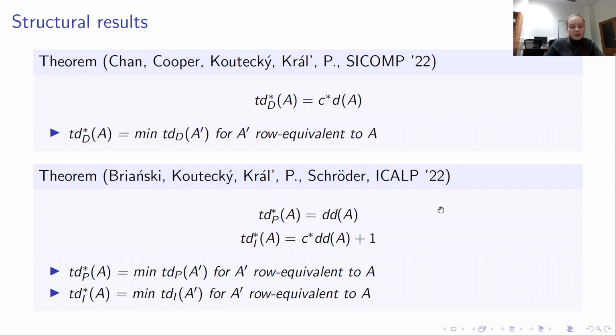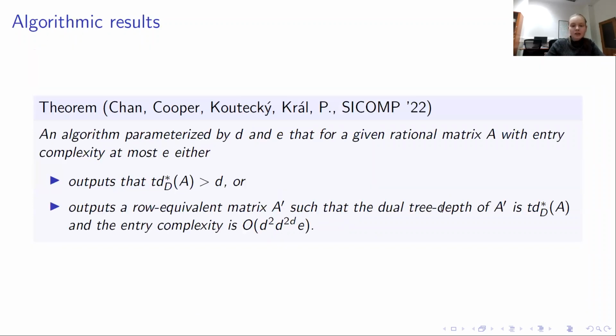And based on the structural results, we were able to answer the second question, and it was the construction of the preconditioners for the matrix sparsity. So first we answered the question for a dual tree depth. Here we developed a parameterized algorithm that, given a rational matrix, not just integer but rational matrix, and an integer d, such that the entire complexity of the matrix is bounded by the integer d.